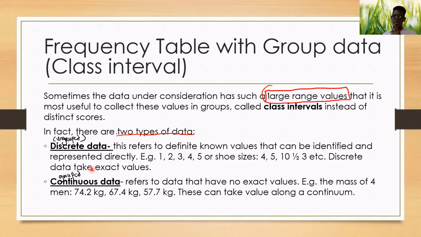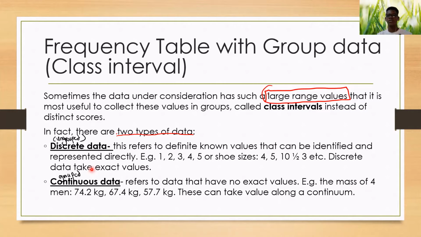Okay, shoe sizes is a bad example. But the simplest way I can tell you to think of it, think of natural numbers in most cases, how discrete data, right? You'll see discrete data as natural numbers. Now you might see a 0.5 here and there, but most discrete data's values are natural numbers, right? So that's the point to take away with discrete data. It refers to a definite known value that can be identified and represented directly, right?